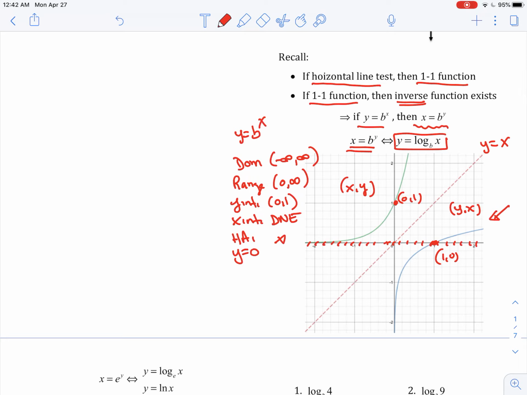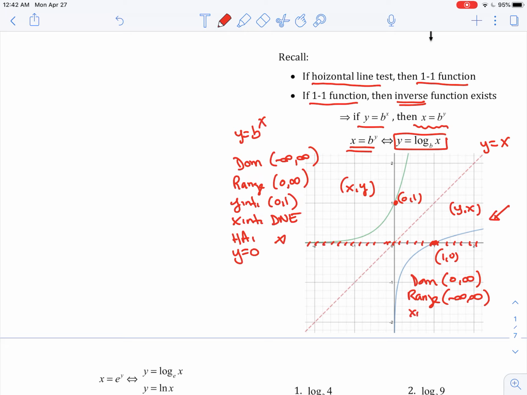And if we look at some information about our graph here, our domain for our log graph, our x's, are just going to be what was our range for our exponential function. Our domain, we can only have values of x that are greater than 0, because our x's are what our y's were. And our range is whatever was our domain for our exponential function, which means our range is everything, which we can see in our picture.